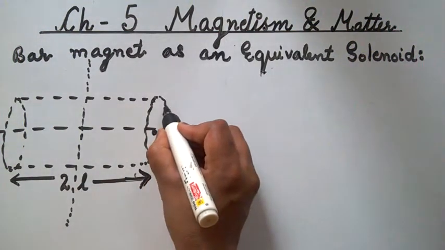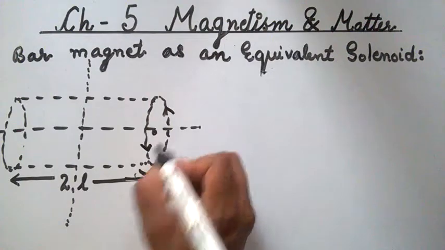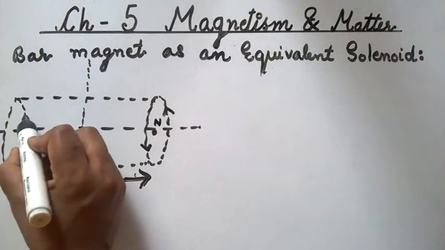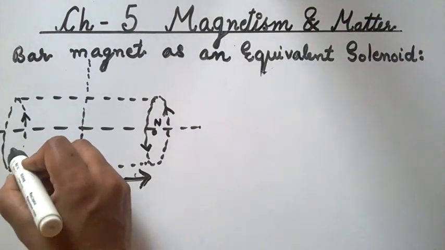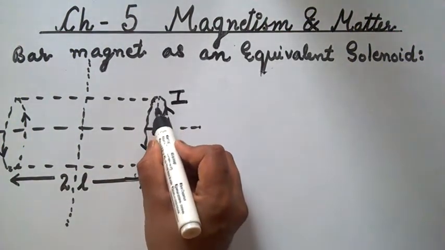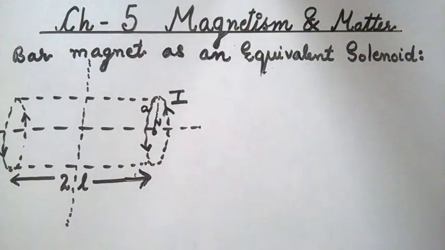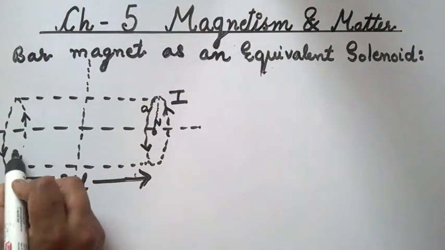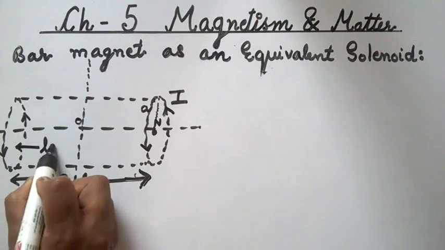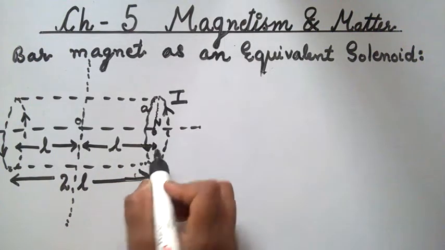So let us suppose the current flowing is in anticlockwise direction at this end, so it is considered as a north pole, and this is a south pole. Current is clockwise here. The radius of the solenoid is small a. The separate lengths are L from the midpoint of the magnetic axis.